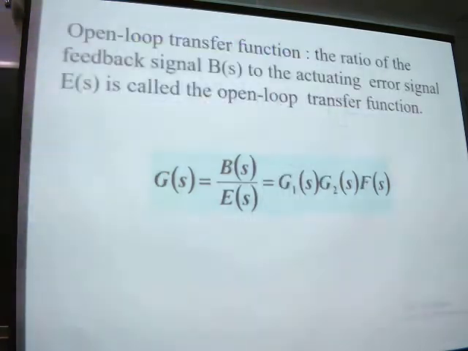Okay, for the open loop transfer function, the ratio of the feedback signal B(s) to the actual error signal E(s) is called the open loop transfer function. It is also the ratio of the feedback signal B(s) to the actual error signal E(s).